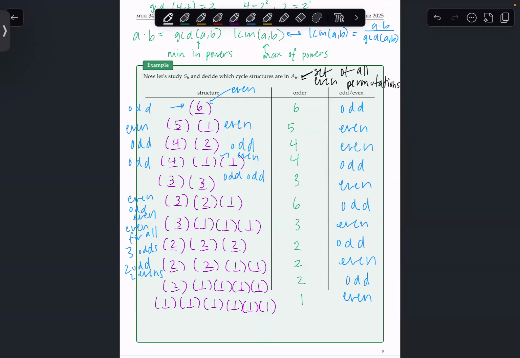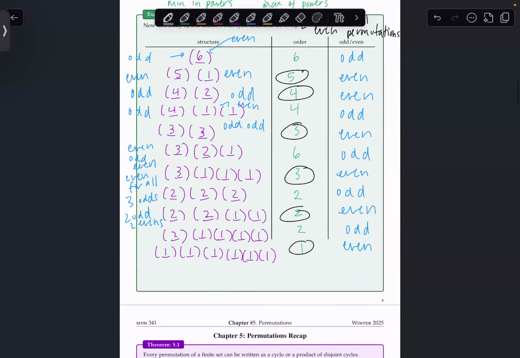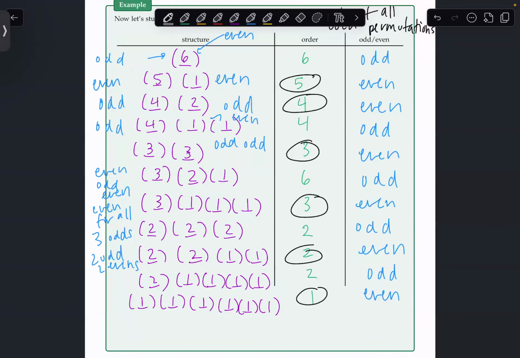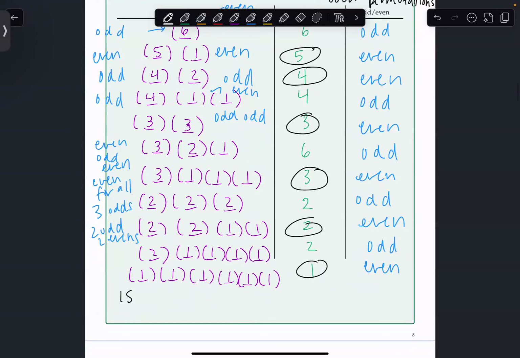So here I can decide, of all of the permutations I have, what are the orders that show up for just the even ones for that specific group? So I have 5, 4, 3, 3 again, 2, and 1. And let's do some work with our orders here. So for my S6, what should be the order of this group? And how do I calculate it?